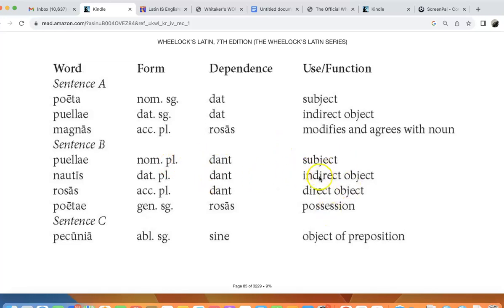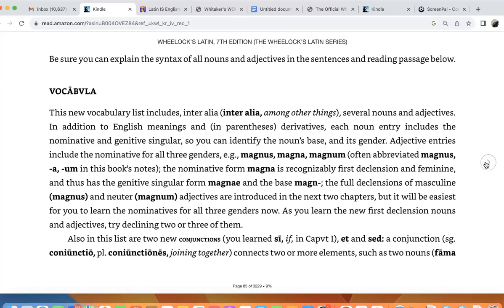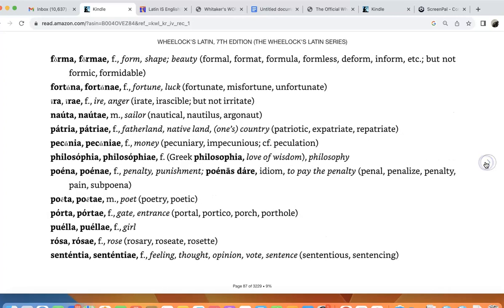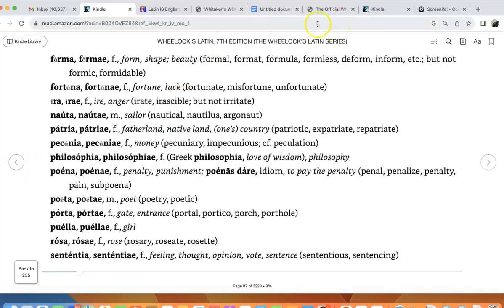And then the plural is kind of the same thing. But Wheelock's, once again, is probably the best Latin book for the grammar. So again, especially with our video tutorial format, I think the Wheelock's is a good text for us. So read through this. This is vocabulary. And here's our vocabulary as well.